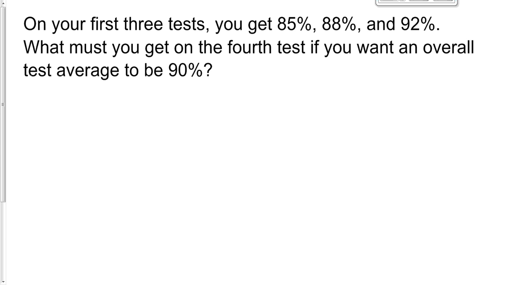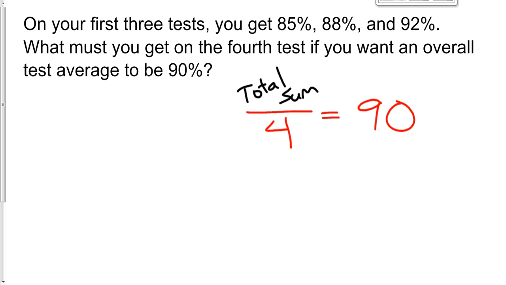Okay, we have to think a little bit backwards here. We have to look at how many tests that we've taken. We've taken 3, and we want the 4th one to be good enough so that we get a 90 average. So what we need to think about here is, if my average is to be 90, and it's going to be out of 4 tests, what does my total sum have to be so that when we divide it by 4, we get 90, okay?